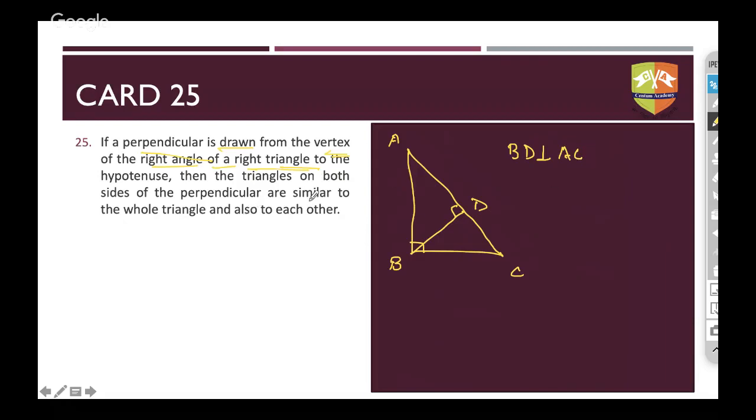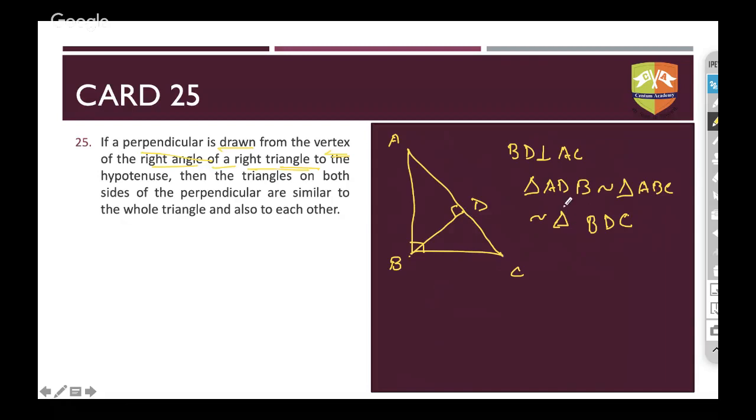Perfect. Then the triangles on both sides of the perpendicular, they are saying that triangle ADB is similar to triangle ABC, and triangle ABC is similar to triangle CDB, angle BDC, isn't it? So hence triangle ADB is similar to ABC.